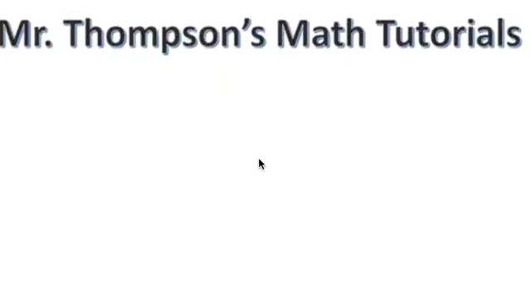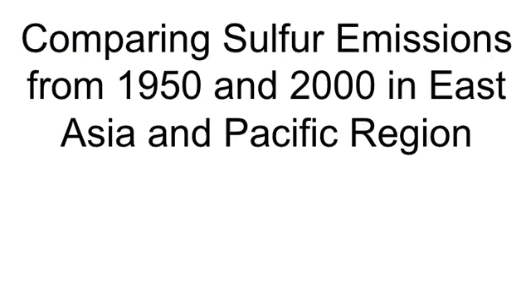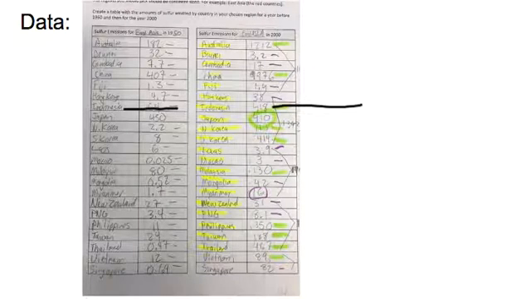Today what we're going to be looking at is finding the median in a set of data. Okay, and what we're doing is we're looking at sulfur emissions from 1950 and 2000 in the East Asia and Pacific region. We gathered all this data here. Here's all this data that we were looking at before.